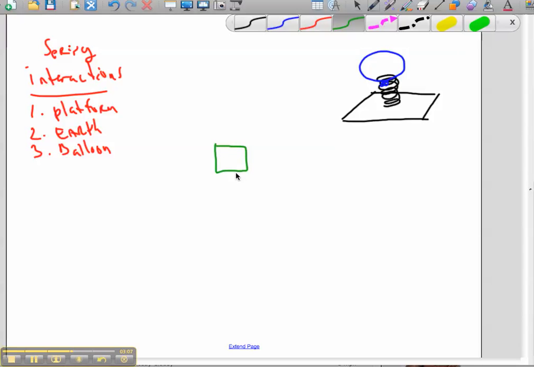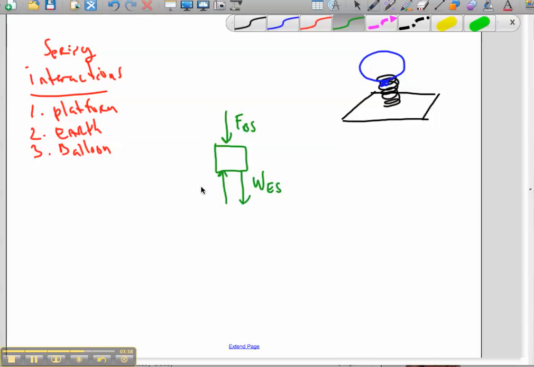So here is a box representing the spring. The earth pulls down on the spring, and so we're going to say earth, weight of the spring, which is the earth interacting with the spring. And we have the platform pushing up, and then we have the balloon pushing down. Force balloon on spring.